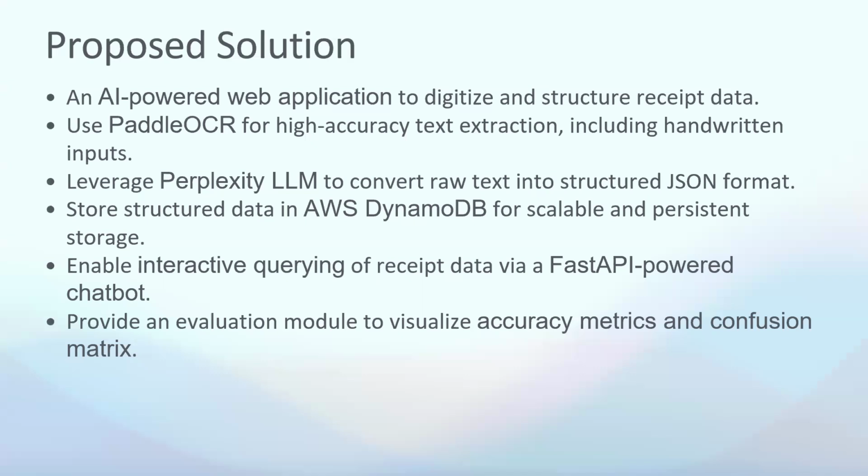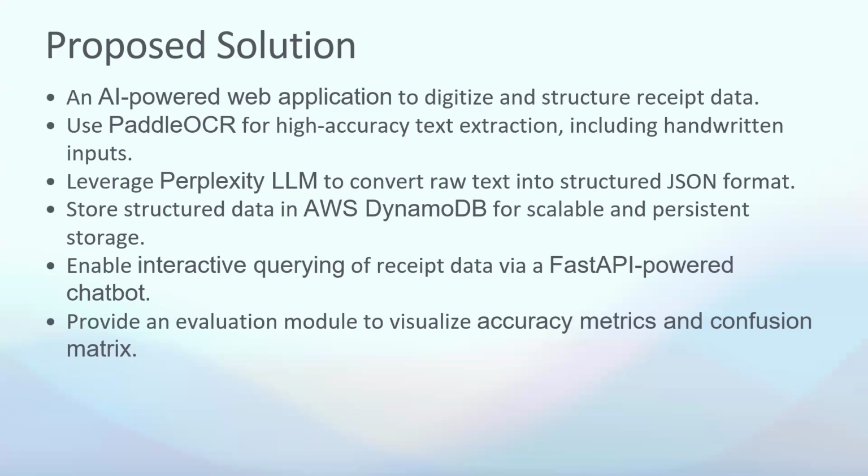This is our proposed solution: a modern AI-powered web application that automates the receipt processing lifecycle end to end. We use Paddle OCR as our primary engine for recognizing both printed and handwritten text with high accuracy. The extracted raw text is then passed to the Perplexity LLM, chosen for its robust capabilities in understanding and structuring textual data, which restructures it into a JSON format, a structured format understandable by the machine, by mapping fields like date, vendor, item list, and the amounts.